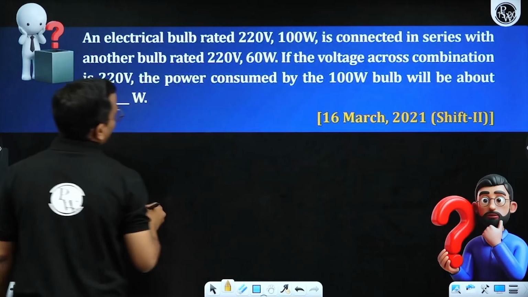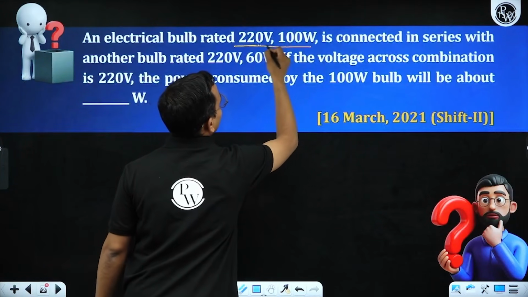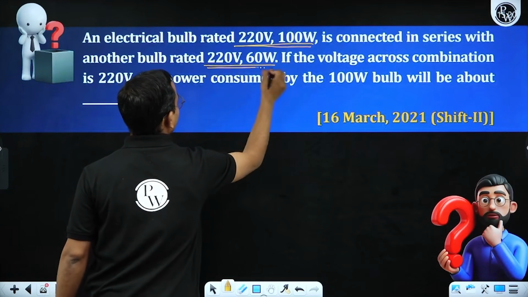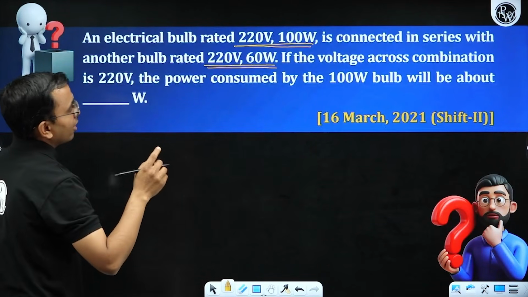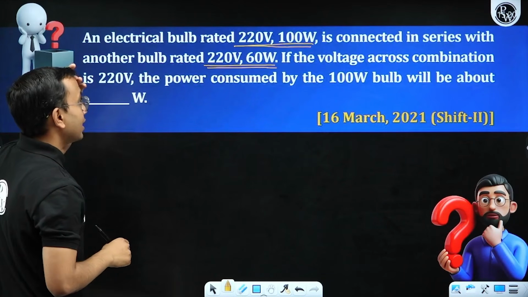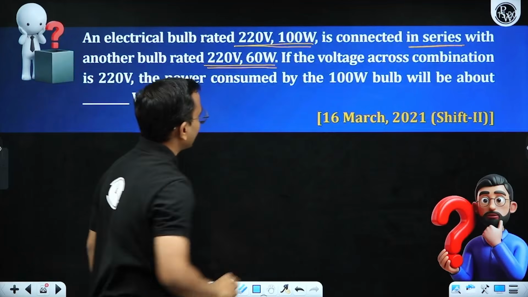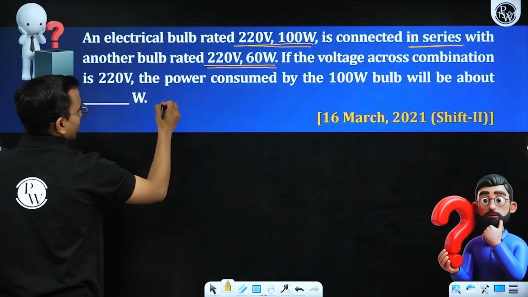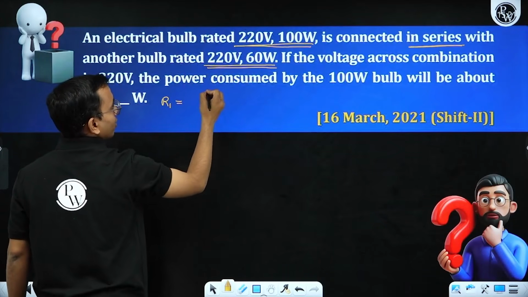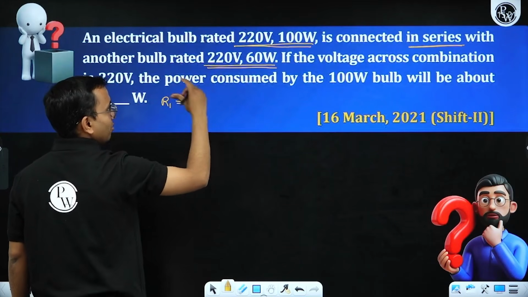Okay. Now, first, this is the rating for the first bulb. Second bulb, this is the rating. Now the voltage across the combination is given, and they are connected in series. That is given to us, but we also need to check it. So if I find the resistance of the first one, R1, what is that? I'll use V square by P, because V square by R is P, so V square by P is R.